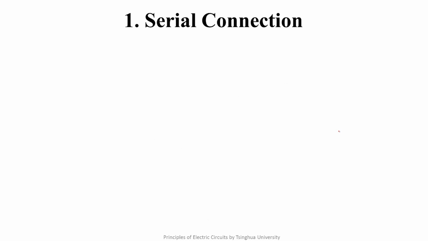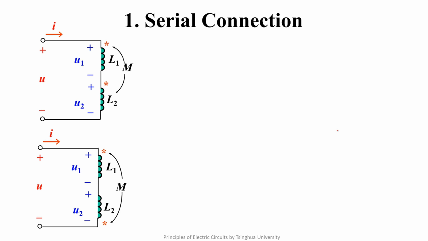The first is the serial connection. It is not difficult to imagine that there are two cases of the serial connection. We call the first case the ordinal serial connection, the second one the reversal serial connection. We will derive them respectively.